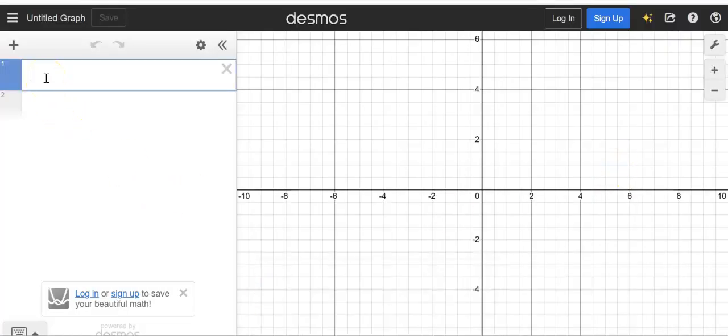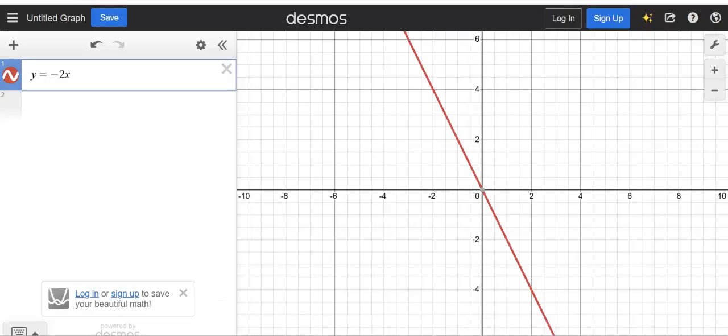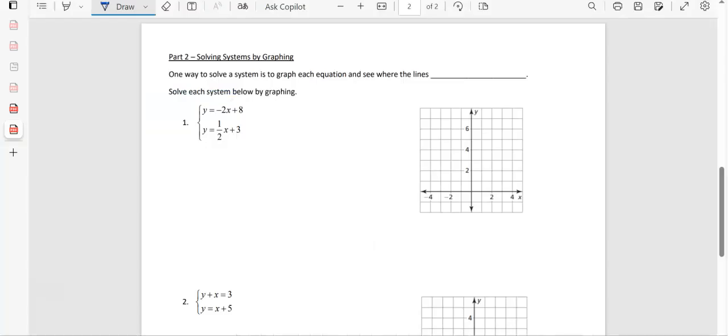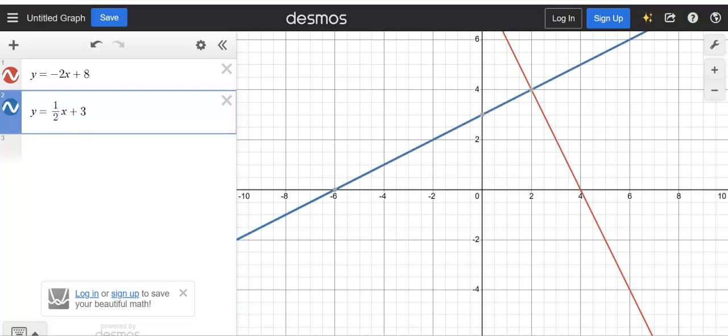Right, and then our first line was y equals negative 2x, I believe it was, I want to say plus 8. And then our second equation was y equals 1/2 x plus 3. And remember how we said in the warm-up that (2, 4) was a solution?